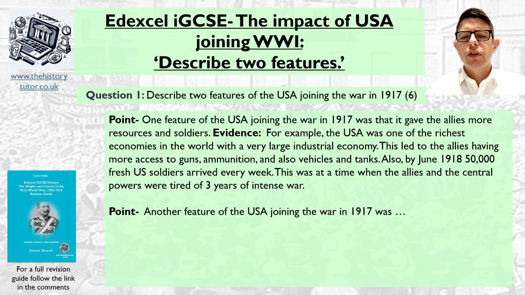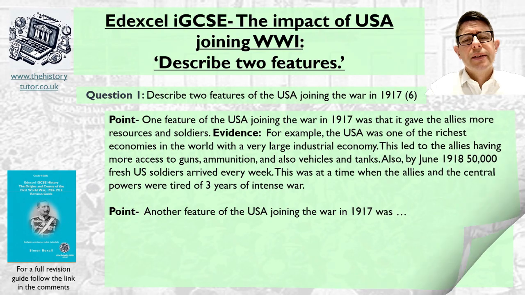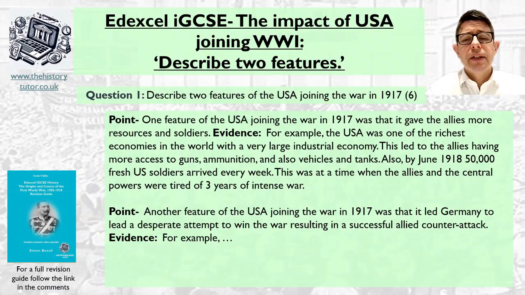So another feature the USA joined the war was, how are you going to set up that argument? Pause now, and away you go. Alright, so here's what I've said. Another feature USA joined the war in 1917 was that it led Germany to lead a desperate attempt to win the war, resulting in a successful Allied counterattack. Right, so I've set up my story quite nicely. Very simple. It's what I'm going to talk about. Let's give a bit of evidence now.